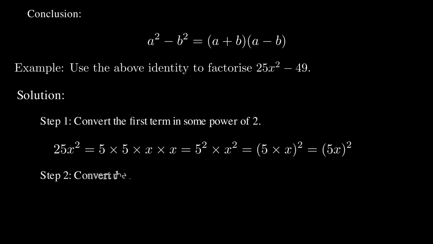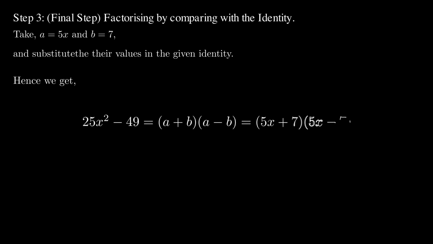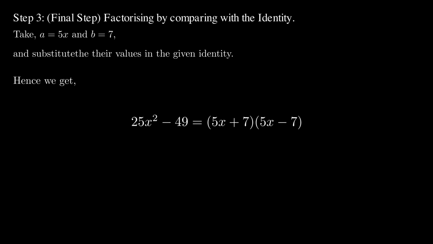In the second step, we will do the same thing but with the last term, which gives that 49 can be written as 7 squared. Now we are entering our final step, in which we will factorize the given expression by comparing it with the given identity. On comparing, we get that a must be 5x and b must be 7. So by substituting their values in the given identity, we get that 25x squared minus 49 is equal to a plus b times a minus b, which is the same as 5x plus 7 times 5x minus 7.